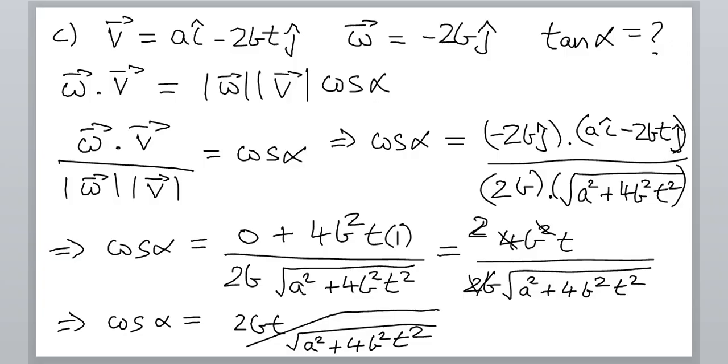What we can do over here is, we know the value of cos alpha. Cos alpha is equal to 2bt divided by the square root of a square plus 4b square t square. So what we can do is we can form a small triangle and then take these values. We know that cosine of theta is equal to base upon hypotenuse, right? So we can draw a small triangle and set the base to be equal to 2bt and the hypotenuse to be equal to the square root of a square plus 4b square t square.